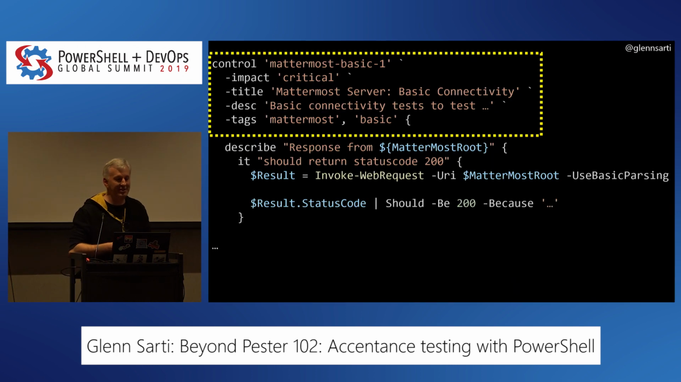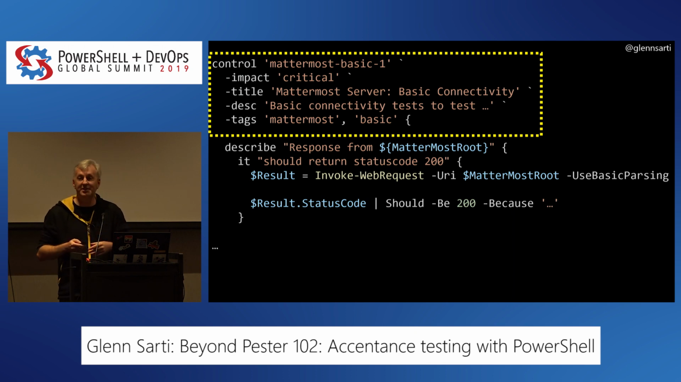So here's that same connection test in Inspecster format. Notice we've got the control function at the top with the impact, title, description, and tags, just like Inspec. And then, of course, our lovely Pester test down the bottom. So now we have very rich metadata about our compliance tests. Nice. Not very useful yet, because we need to see that output in a nice, easy-to-read report.